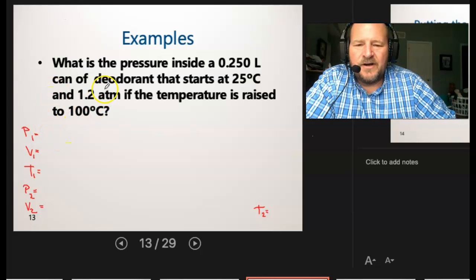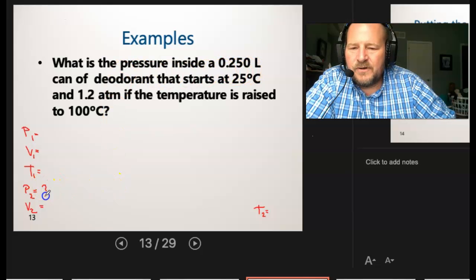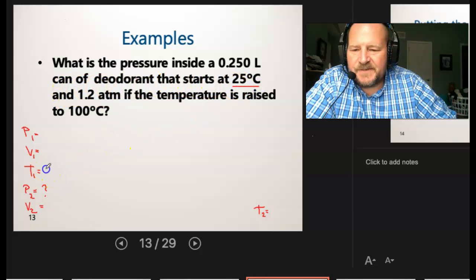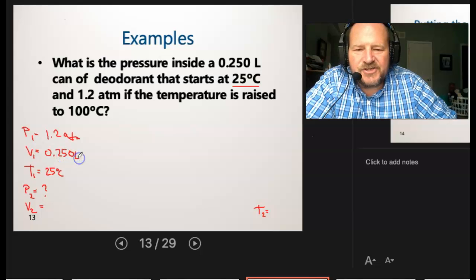So pressure 1, so let's see, what is the pressure inside? Okay, so we're going to be looking for P2. It's going to start at 25 degrees C, so that's T1. And 1.2 atmospheres, that's P1. And of course, we're told that the can is 0.250 liters, so I'm going to fill that in. That's the starting position of the can. Now, the temperature is going to rise to 100 degrees C, and I'm looking for pressure.